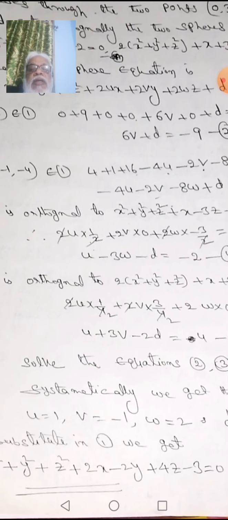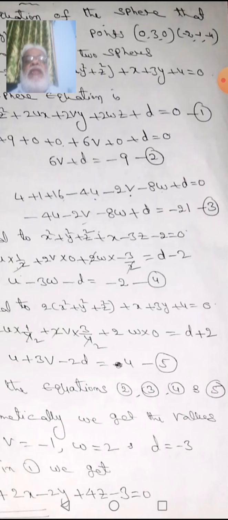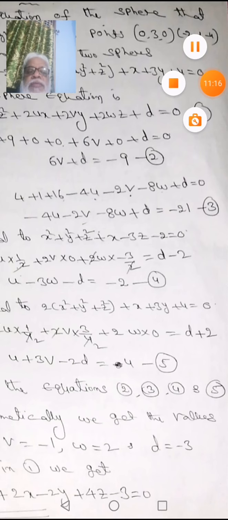So u plus 2 to cancel. 2 1s are 2, 2 2s are 4. We got u plus 3v. If 2 goes to this side, that is 2d minus 2d is equal to 4. That is the fifth equation. Now we have the second equation, third equation, fourth equation, fifth equation.